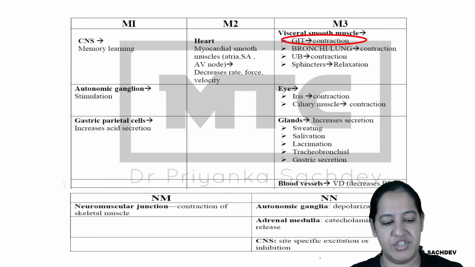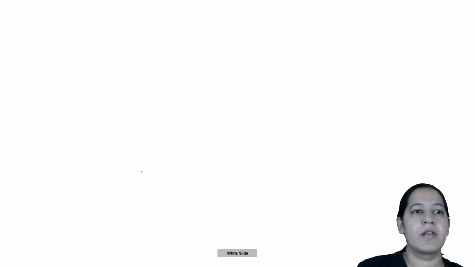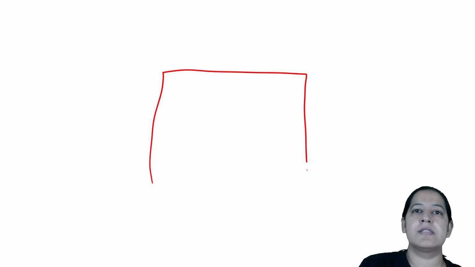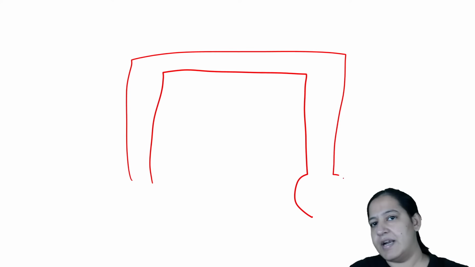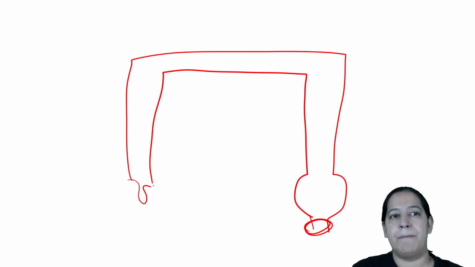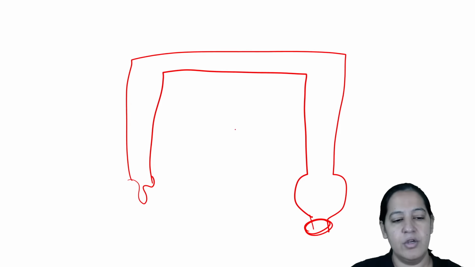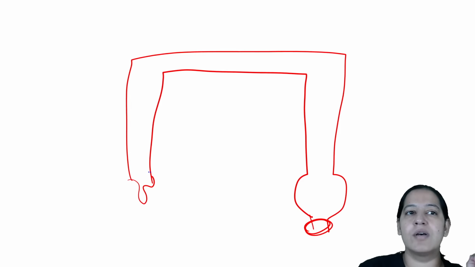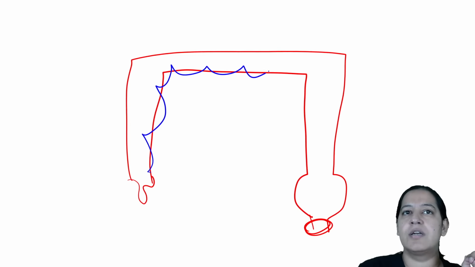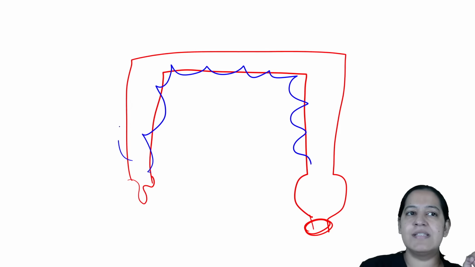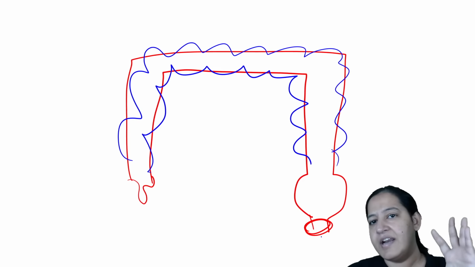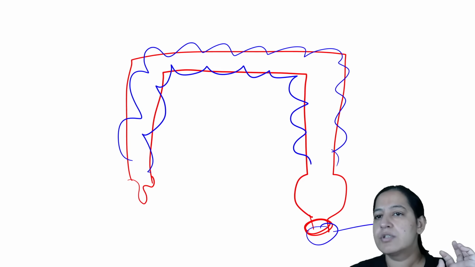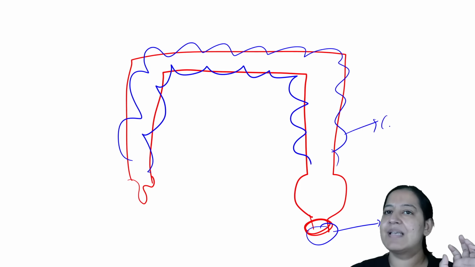So let me show you a GIT. So this is the large intestine: ascending colon, transverse colon, descending colon. This is the anus, and this is the anal sphincter. This is the appendix. So what is it doing? These drugs are causing what? It is causing contraction of the wall. Contraction means increasing peristalsis of the wall, and they are causing relaxation of the sphincter. So sphincter is relaxing and muscle is contracting.